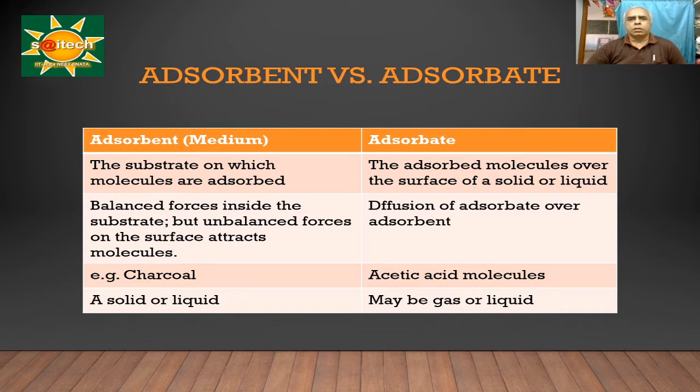For instance, let us consider charcoal. This charcoal is an adsorbent, whereas acetic acid molecules are adsorbate. So these adsorbate, that is acetic acid molecules, can be trapped superficially, that is on the surface of charcoal. The solid or liquid can be an adsorbent, whereas gas or liquid may be adsorbate.